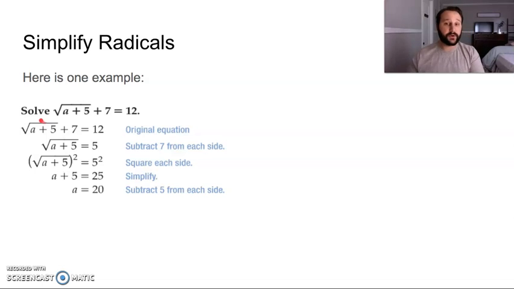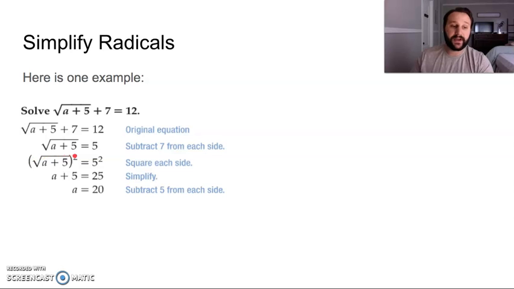All right, so if we've got the square root of a plus 5, plus 7 equals 12, this is the original equation, just written down. Let's subtract 7 from both sides. That gives us just the square root of a plus 5, so 7 cancels out here. 12 minus 7 is 5. That way, whenever we square both of these, it's going to be much more simple, nothing else to calculate, it's just balanced.